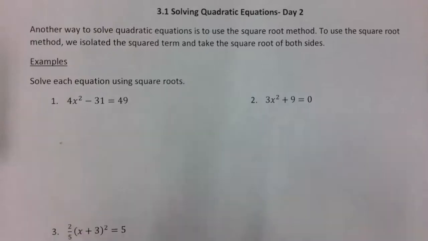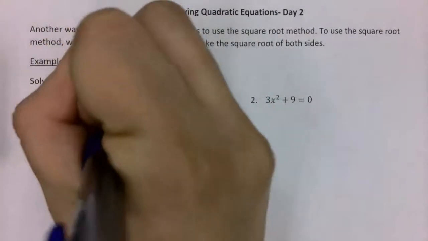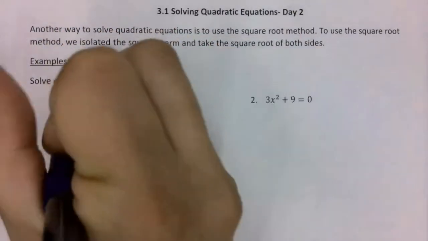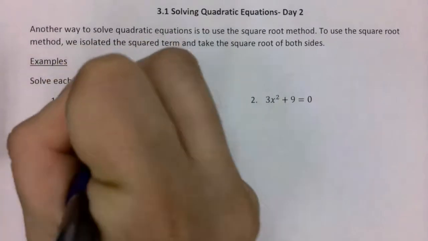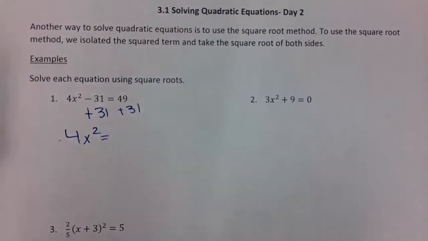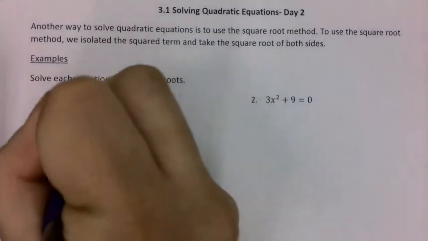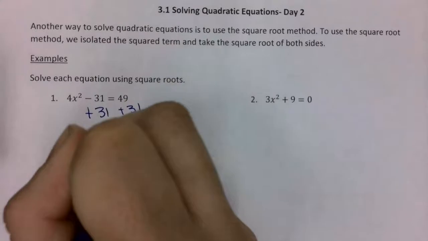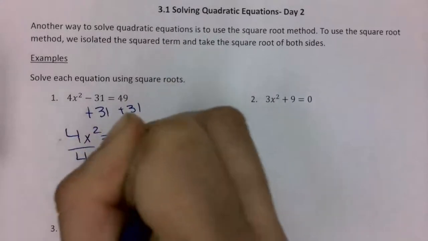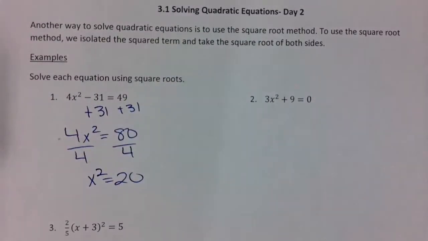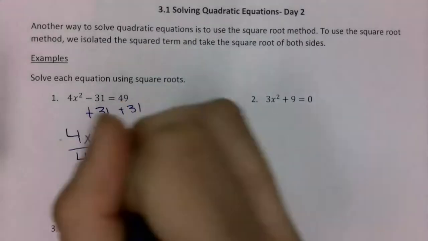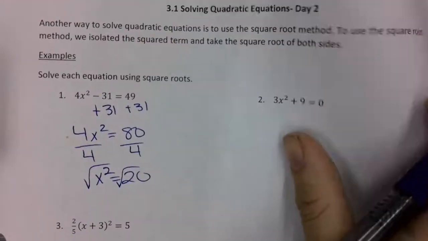So my first step on number 1 is I'm going to add 31 to both sides. What is 49 plus 31? 80. Okay. You divide by 4. And then you square root. Okay. What's the square root of 20?